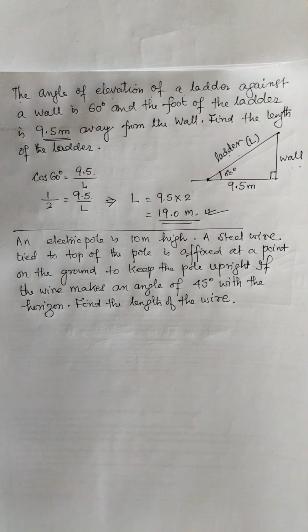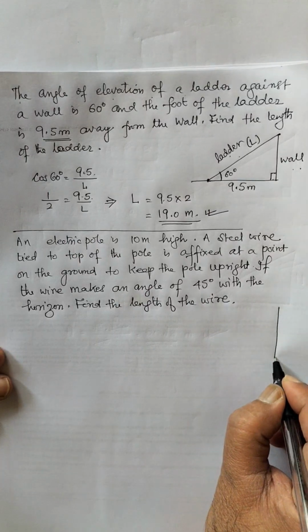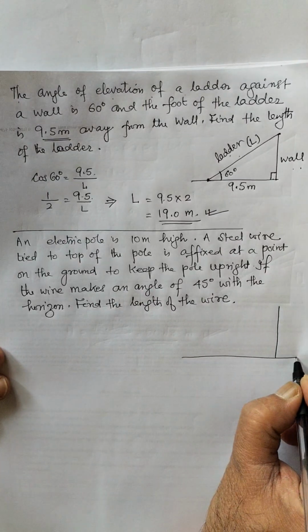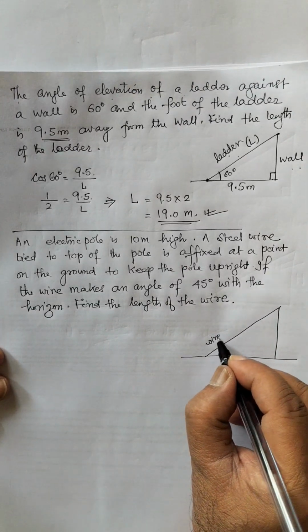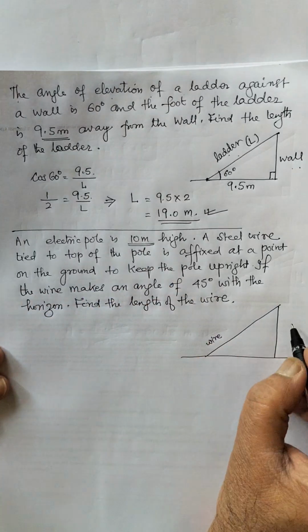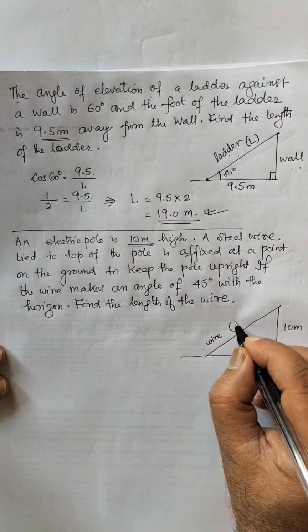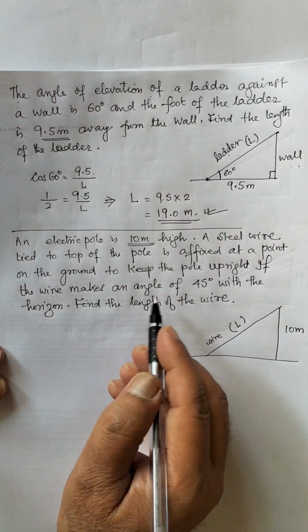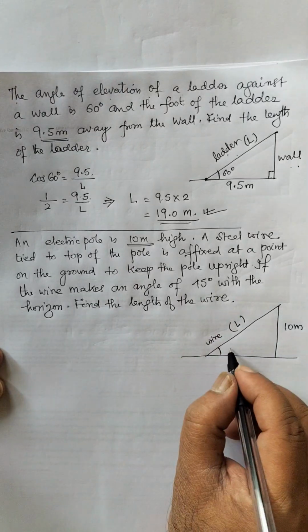Now see, this question is also very similar to the previous question. There is a pole fixed on the ground with a steel wire. This is the wire, and the electric pole height is 10 meters. You have to find the length of the wire, and the angle it makes is 45.